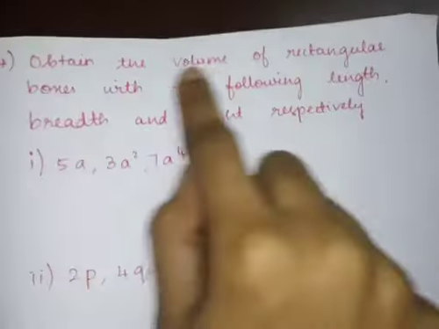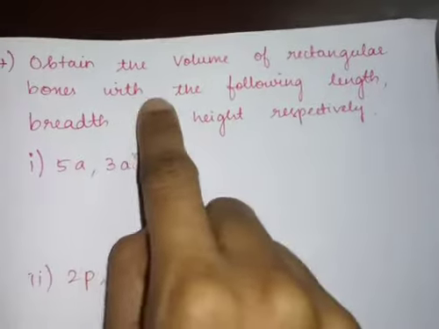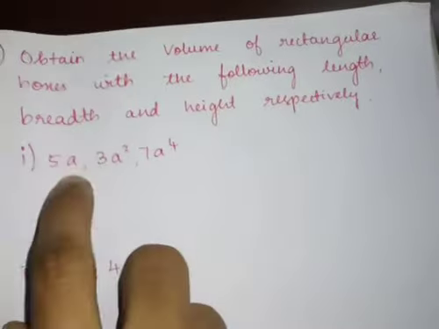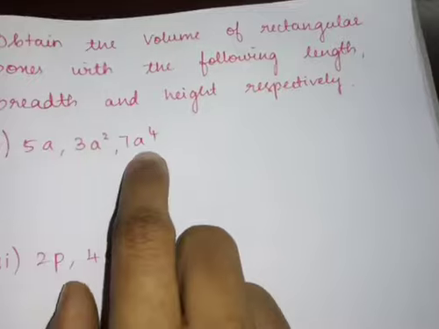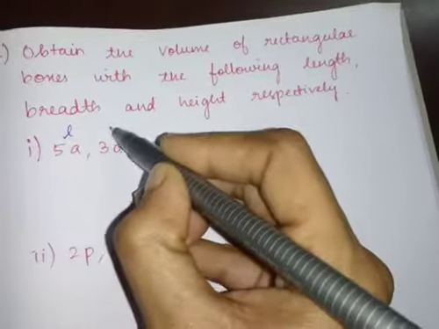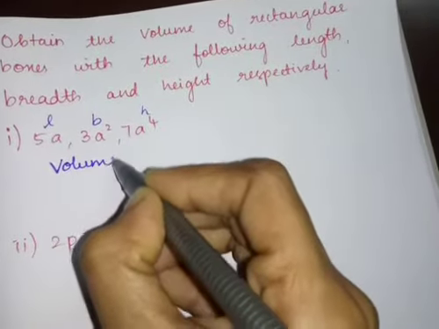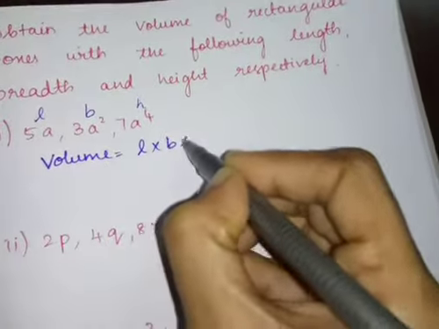Next is your fourth problem. See, obtain the volume of rectangular boxes with the following length, breadth and height. So, this is your length, breadth, height is given. We should find the volume. Okay, so what is your length? This is your length, breadth and height. So volume is equal to, what you will do, length into breadth into height.